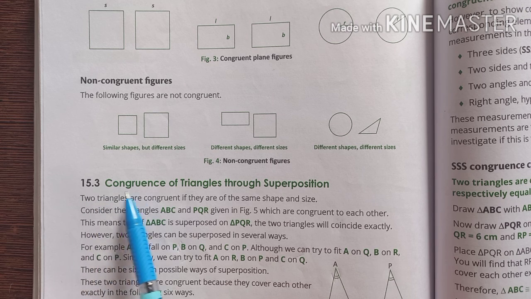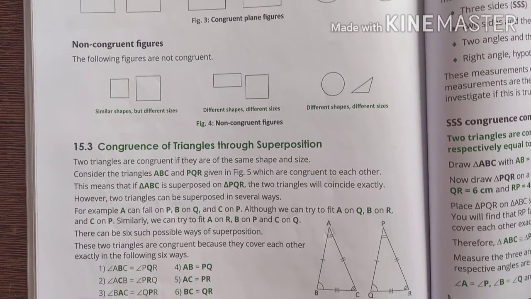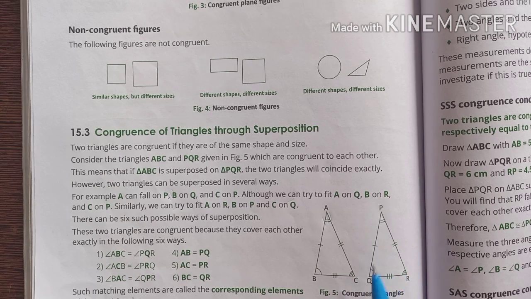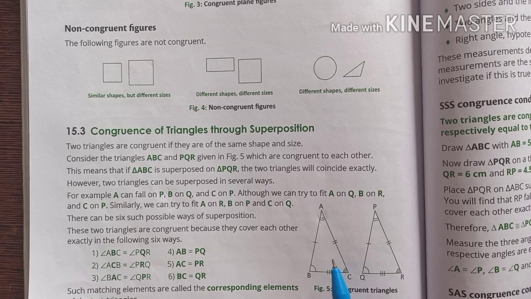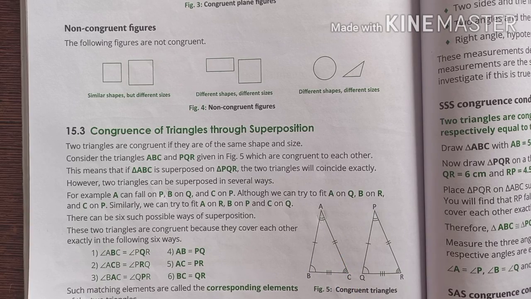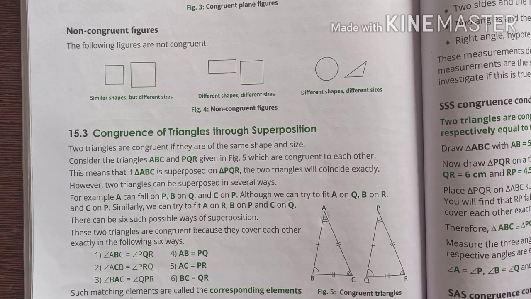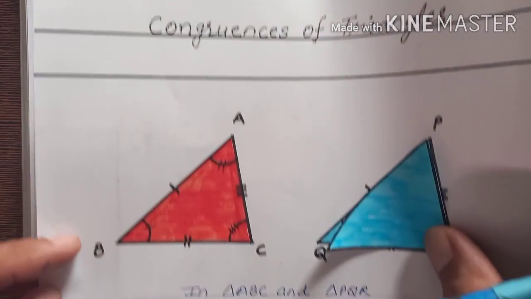Students, now we will study congruence of triangles through superposition. We just discussed what superposition is. Superposition means to place one object on another object. Suppose we have two triangles. One is triangle ABC and another is triangle PQR. If we put triangle PQR on triangle ABC, here we can consider the cutouts of the triangles. Suppose we are having two triangles. You can see the triangles over here.